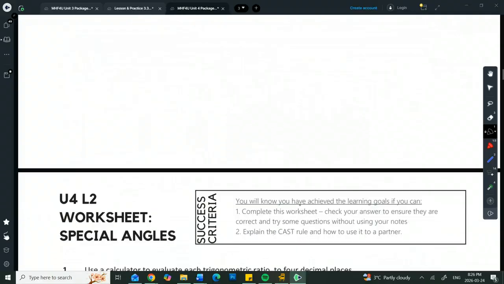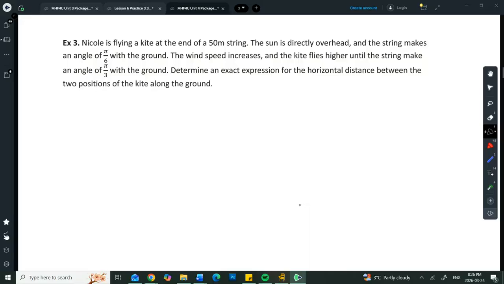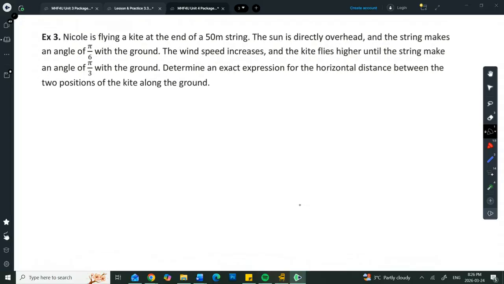Okay, and we're going to do an application, and we will be finished. Nicole is flying a kite at the end of a 50-meter string. The sun is directly overhead, and the string makes an angle of pi over 6 with the ground. Okay, so let's say Nicole is over here. The kite is somewhere up here, and the angle that's made is an angle of pi over 6 with the ground.